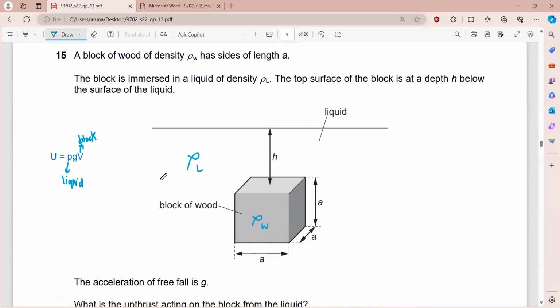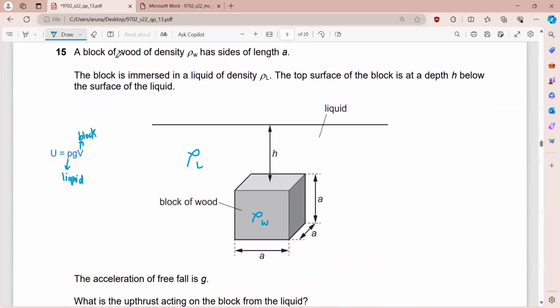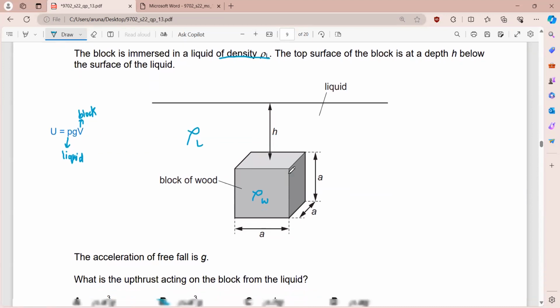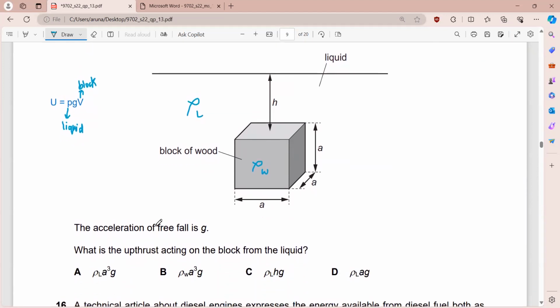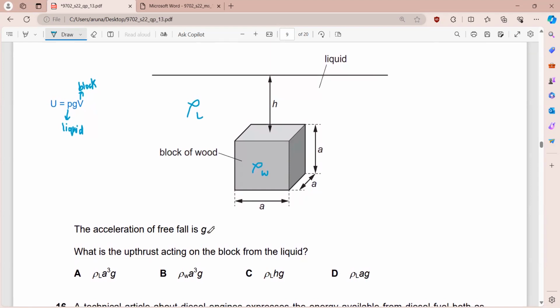Okay, one more question left. A block of wood, density rho W, so that's the wood, I've already marked that here, has side lengths of A, they've already given that in the diagram. The block is immersed in liquid of density rho L, I've marked that this is rho L. Top surface of the block is at a depth of H below the surface of the liquid. They've already marked that here. Now, the acceleration of free fall is G. What is the upthrust acting on the block from the liquid?